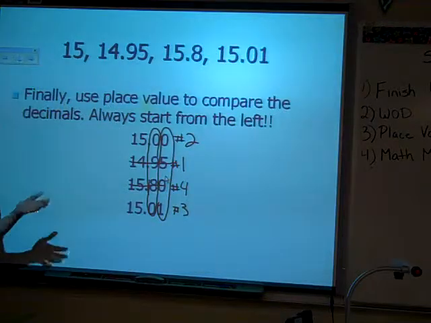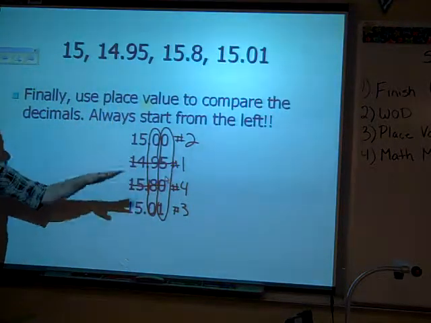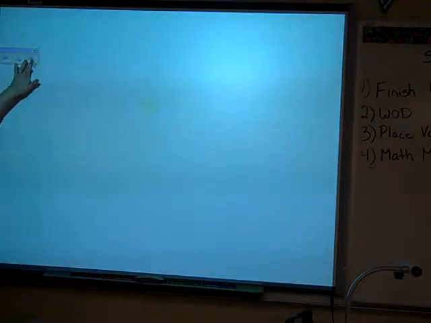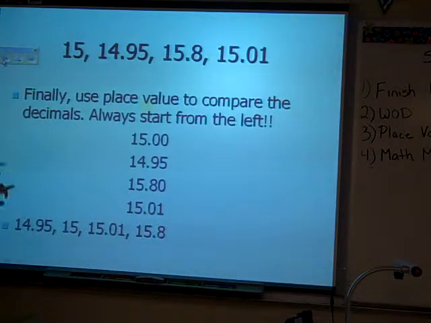And then always make sure, just like Mrs. Meisner taught you, rewrite them in the correct stack. So we're going to rewrite this stack. It's rewritten here. And that matches what we did just a second ago.